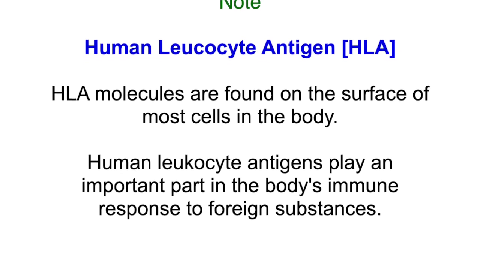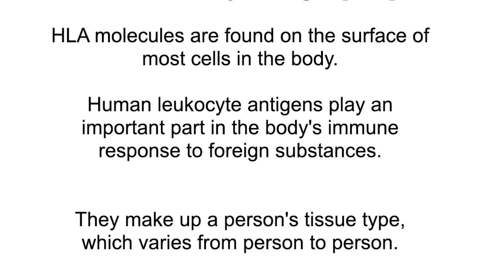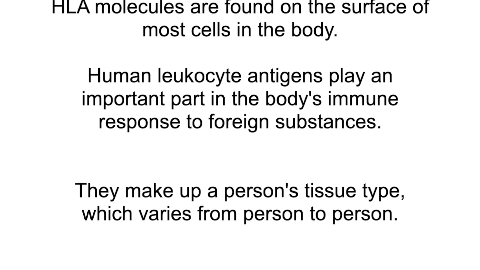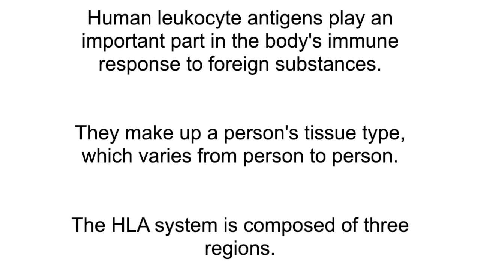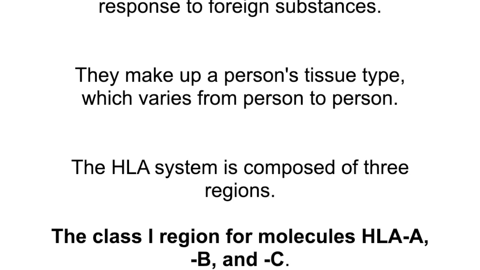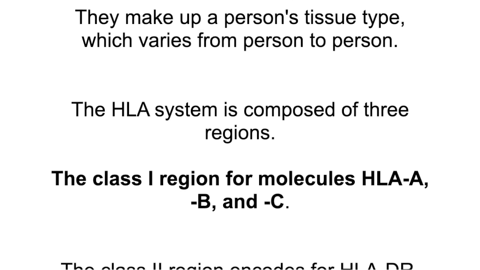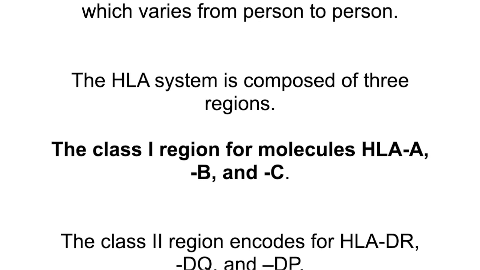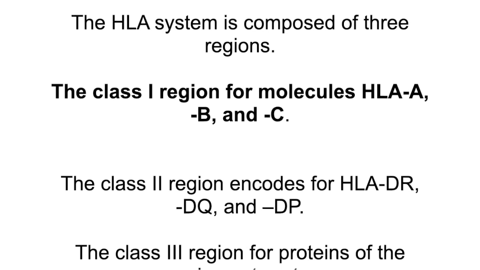It is a type of white blood cell. Note: human leukocyte antigen, HLA. Human leukocyte antigen molecules are found on the surface of most cells in the body. Human leukocyte antigens play an important part in the body's immune response to foreign substances. They make up a person's tissue type, which varies from person to person.